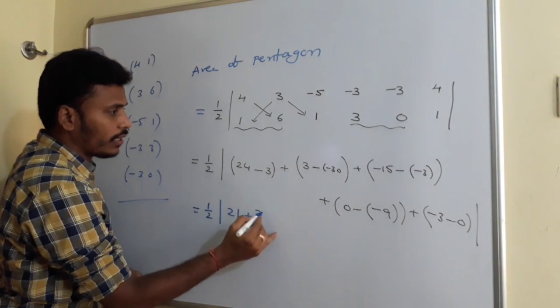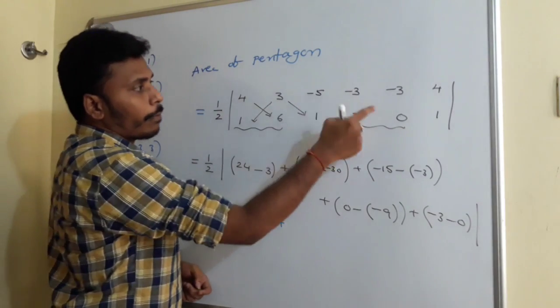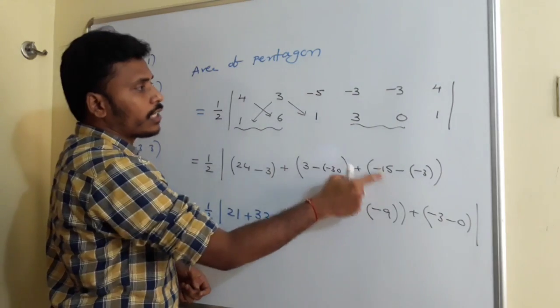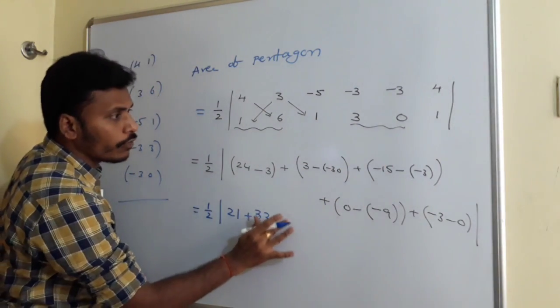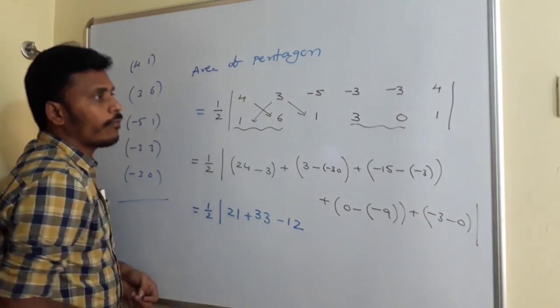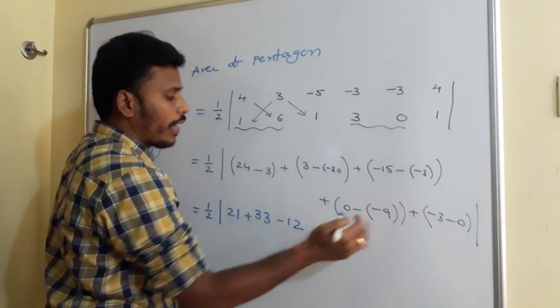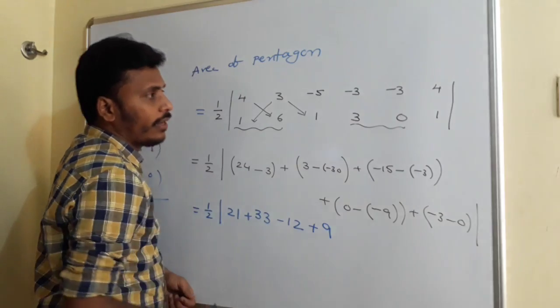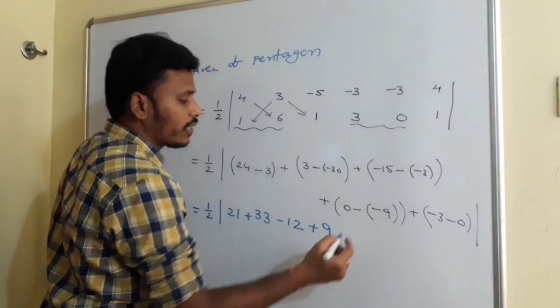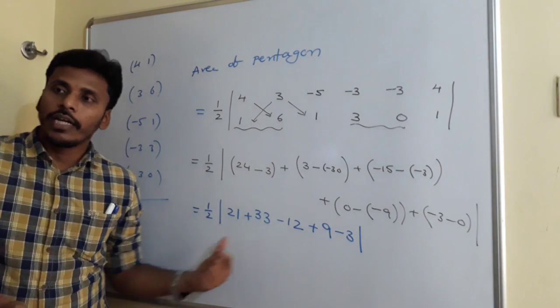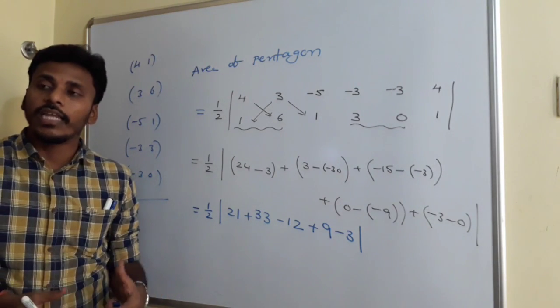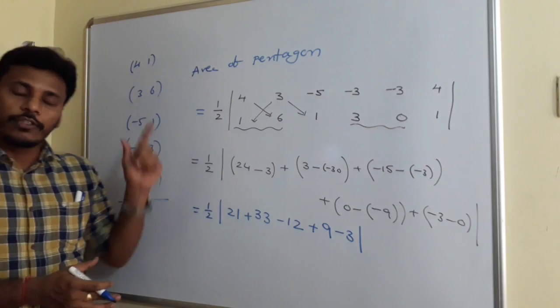So it becomes like 33, plus now minus 3 into 5 is minus 15, and then this is minus 3, minus of minus plus 3. So minus 15 plus 3 is minus 12, and here it is 0, minus of minus 9, plus 9, and for the last block minus 3 minus 0, and that is minus 3. So simplify this, divided by 2 will give us the area of the pentagon formed by these 5 vertices.